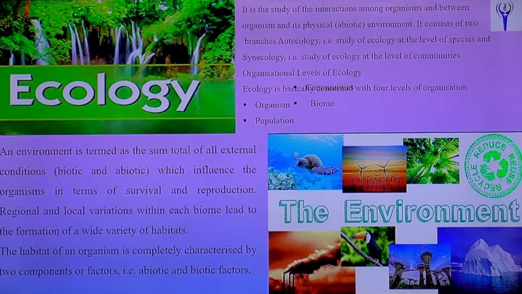When a particular organism lives in a place, the relationship between that place and the organism refers to ecology, and it consists of two branches. One is autecology and another is synecology. Autecology means study of ecology at the level of species, and synecology means study of ecology at the level of communities. Ecology is basically divided into four levels of organization. The first one is organism, population, biome, and communities.